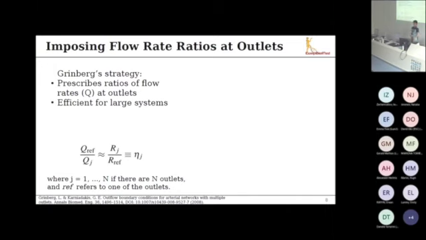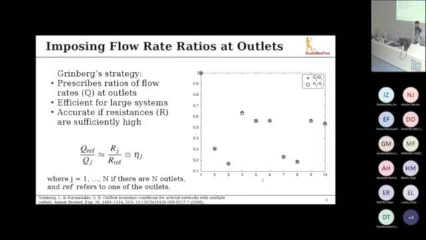Greenberg and Kaniadakis proposed an efficient strategy to impose the flow rate ratios at the outlets. The relation in this strategy is that the flow rate is inversely proportional to the resistance in the reduced order model. Because it requires only one parameter, this can be scaled up to a large arterial network. They show that this model is accurate if the resistances in this model are sufficiently high, as shown in the results in the right figure.